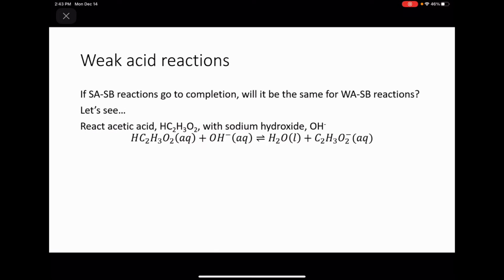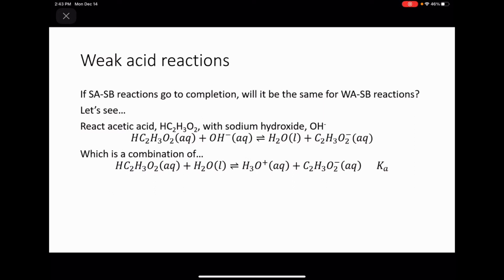We're going to react a weak acid, acetic acid, with sodium hydroxide, which is just OH minus. We're going to drop the sodium because it doesn't really matter. Remember, it's a spectator ion. And so we have this equilibrium. We're going to check to see if we need to keep this as an equilibrium. That equilibrium can be written as a combination of the Ka of acetic acid, so it's a weak acid, and the inverse of the autoionization of water, which I've written here. Then the equilibrium constant for that is 1 over Kw.